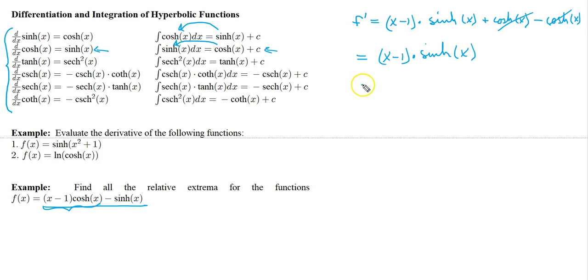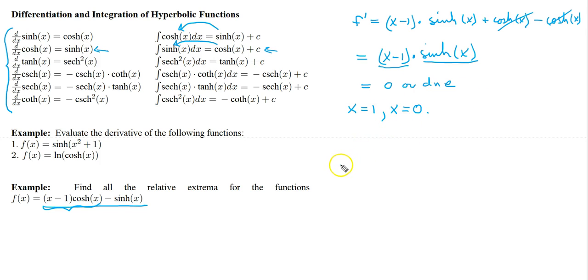Now recall that to find where we have relative extrema, we want to find where this is equal to 0 or does not exist. And that happens, let's see, this term will be 0 when x is 1. So we know that x equals 1 is a solution to where the derivative is equal to 0. And the sinh of x, remember, that's 0 when x is equal to 0. Alright, so here are our two critical numbers.